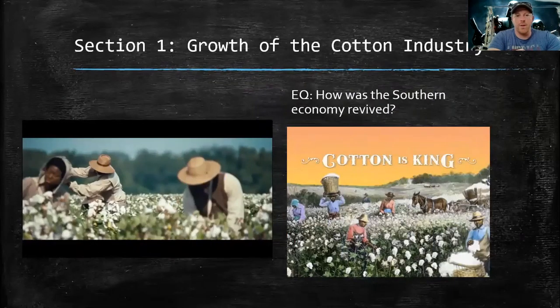All right, the growing of the cotton industry. So cotton is literally going to be called, as you can see right here in this cartoon or this picture, King Cotton. Okay, and cotton is going to revive the Southern economy. You have a picture on the left here. I believe that's from the movie 12 Years a Slave, but that's what cotton looks like when you grow it. And cotton, when you pick it, there are really sharp seeds in there.